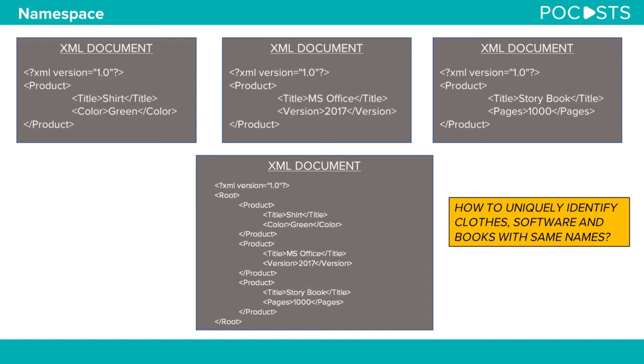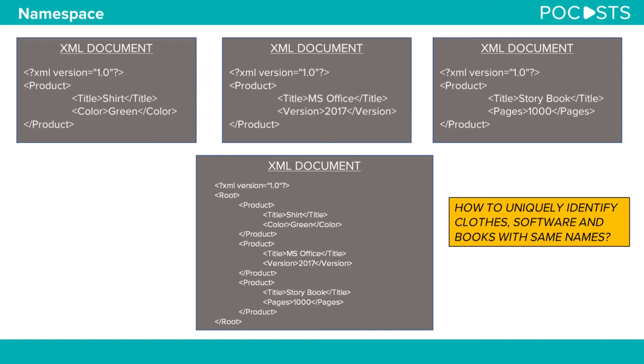So let me give you an example of how we use namespace. On the top, you have three different products. The first product has the same fields as the second and third products. The only differentiation between the three products is basically the data. You have the product and title, which are the same, and then there are different parameters to it. The first product has a color, the second has a version, and the third has pages. But they are all the same kind of product.